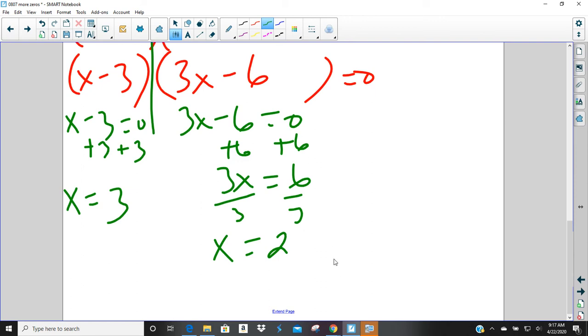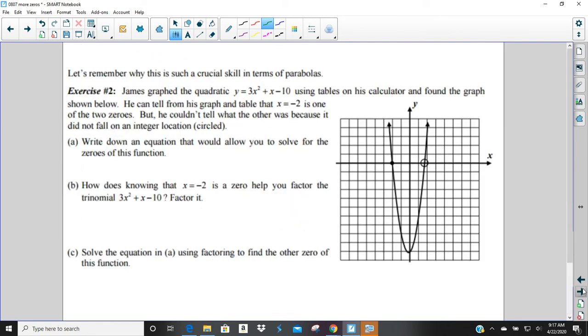All right, so let's go on to the next question. Question 2. So we have kind of a word problem. It's really more like a graph, and we have to analyze it. James graphed the quadratic. He used his calculator probably to do it. Yes, he did. And found the graph shown below.